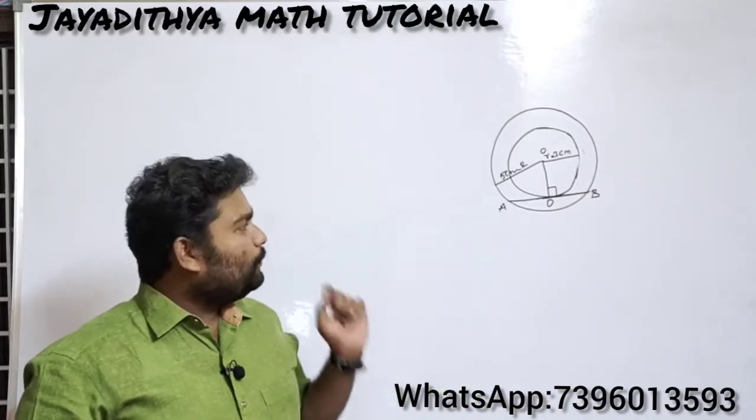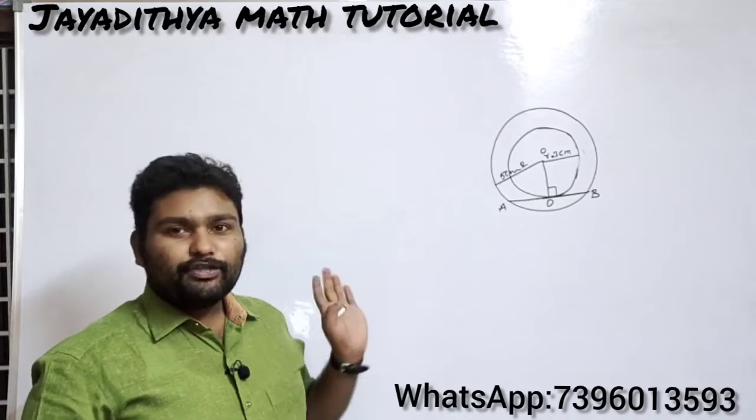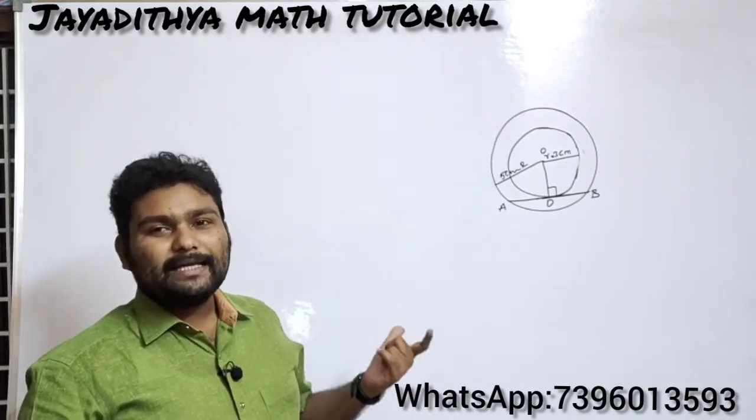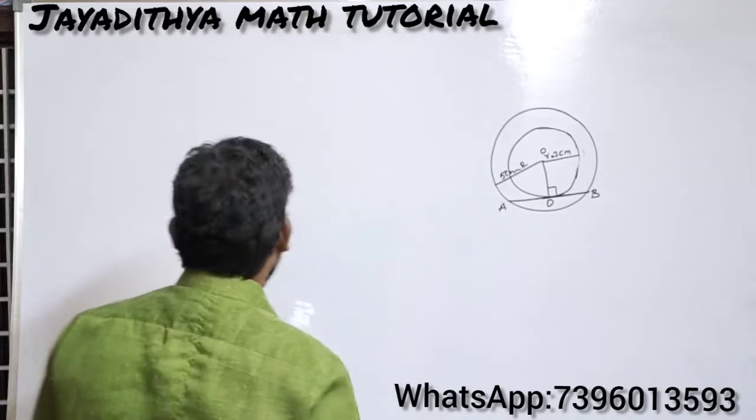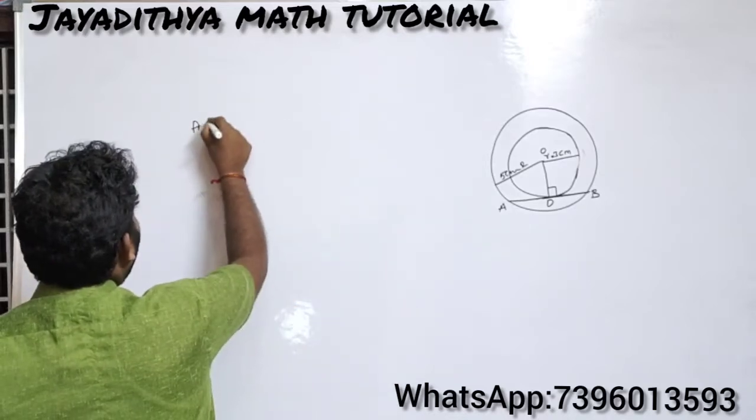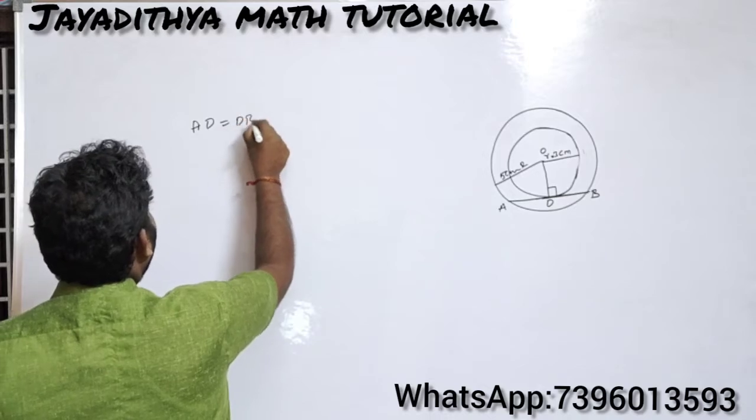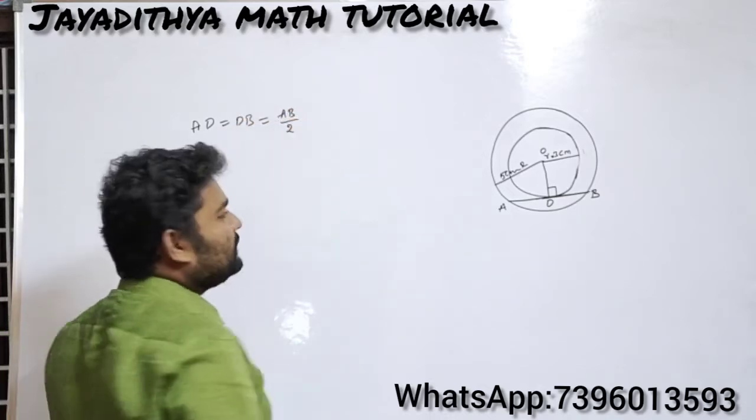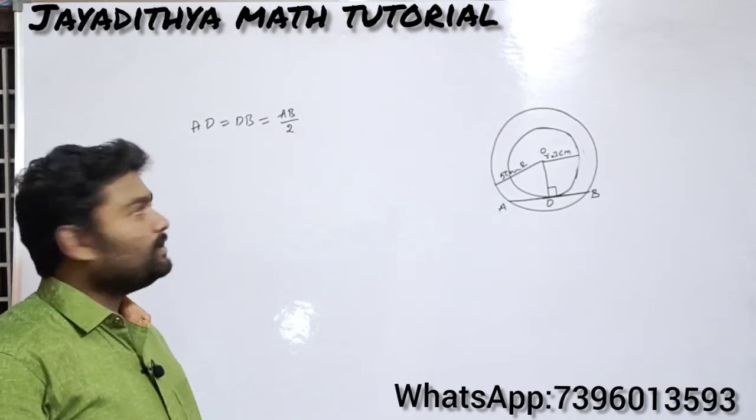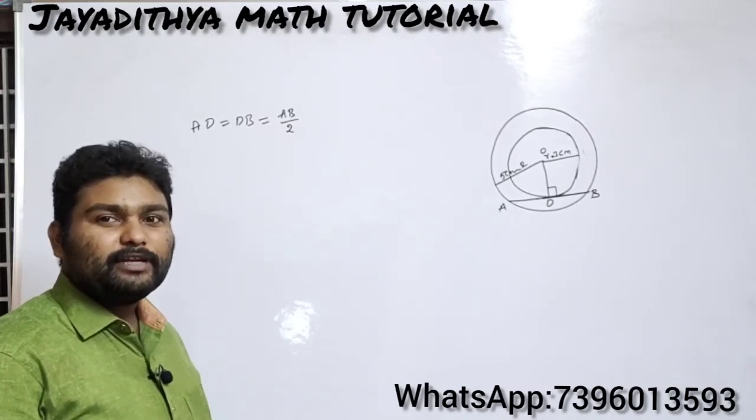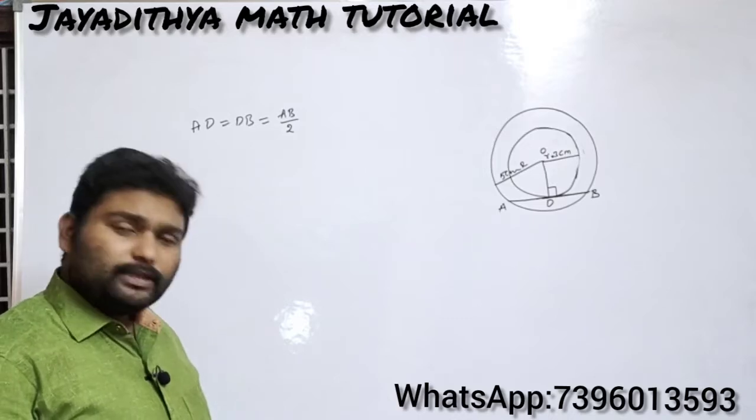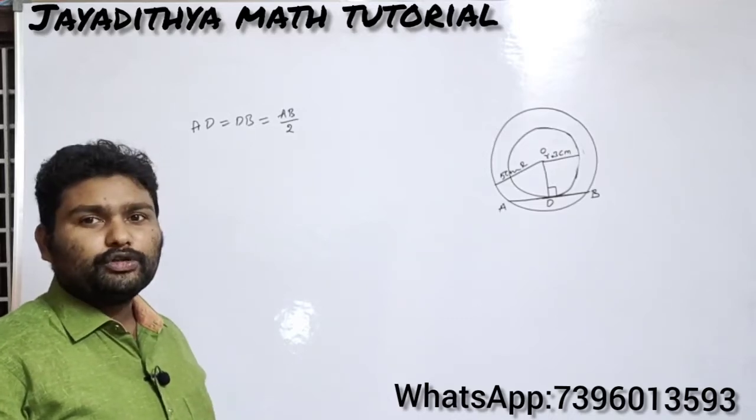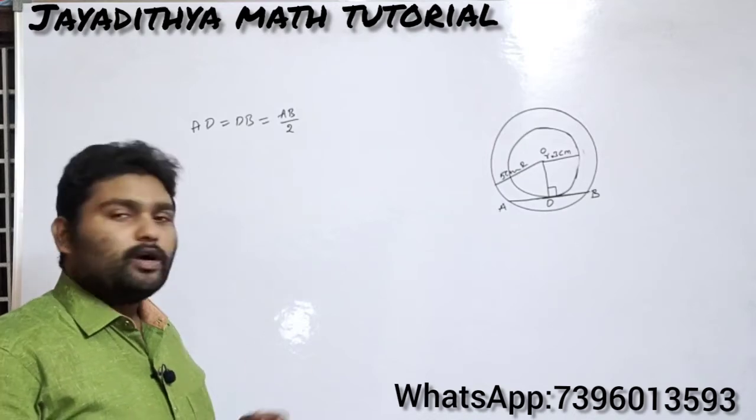Okay. So now we need to find the length of the chord. You know that a perpendicular drawn to a chord will bisect it, right? So from that, you can write AD is equal to DB, which is equal to AB by 2. A perpendicular drawn to a chord from the center will bisect it. This is the statement we have discussed in our previous classes. We have discussed many important statements in our previous classes. You must and should know them. So that's why I am asking you to watch the previous classes.